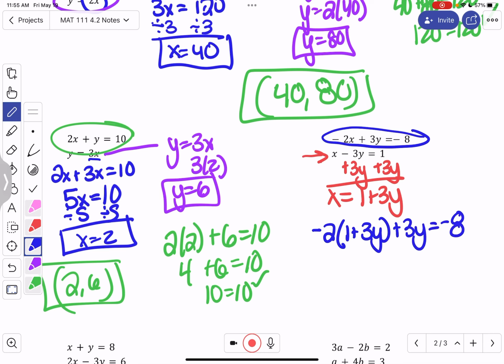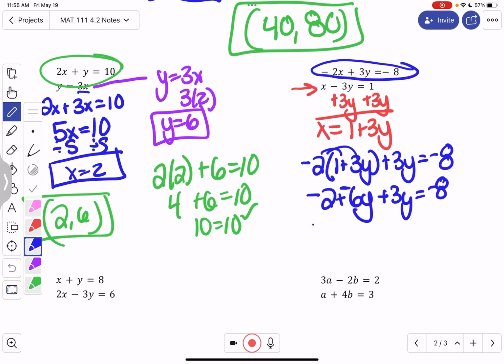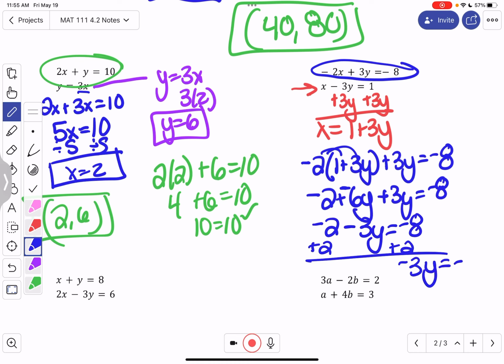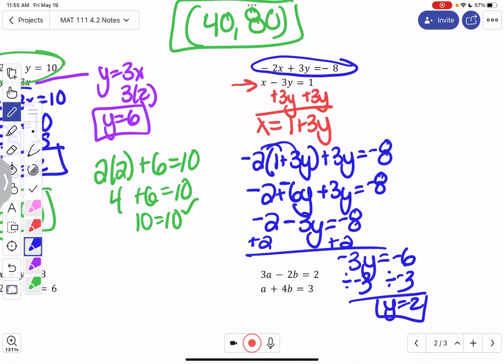equals negative 8. Rewrote the equation, just put the equation we got in as parentheses. Solve that by distributing. So negative 2 plus negative 6y plus 3y equals negative 8. We're going to combine like terms. So negative 6y plus 3y is negative 3y. I'm going to bring the 2 over. So I get negative 3y equals negative 6. Divide both sides by negative 3, and I get y equals 2.